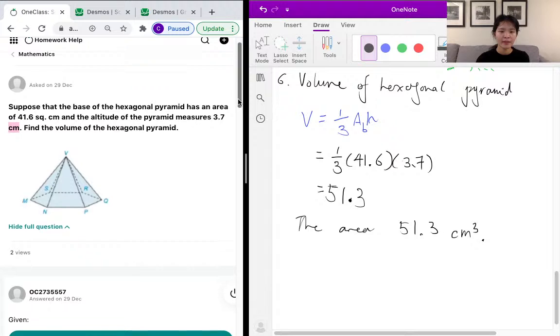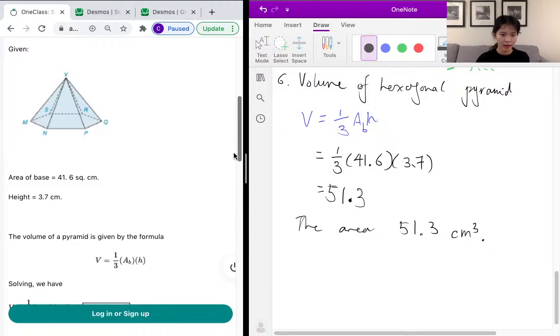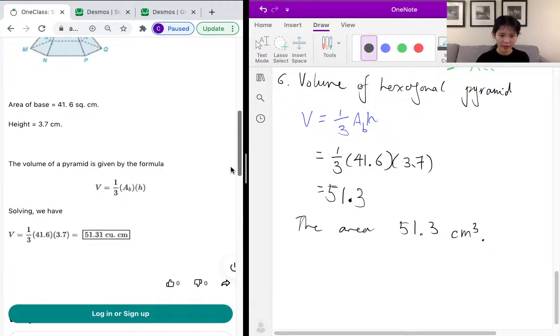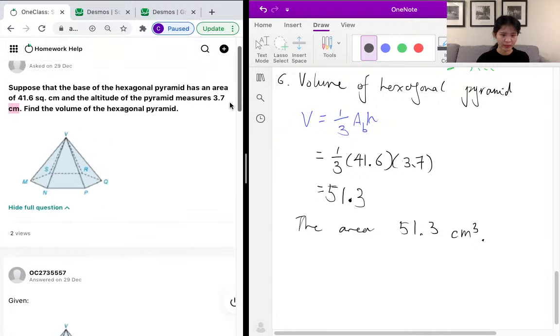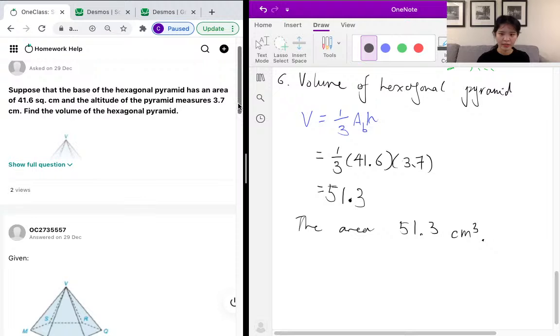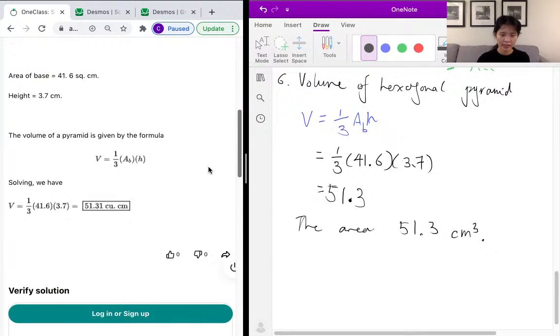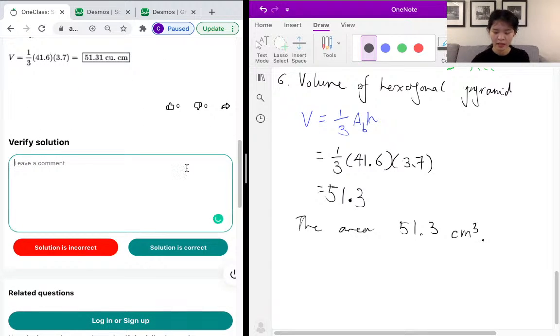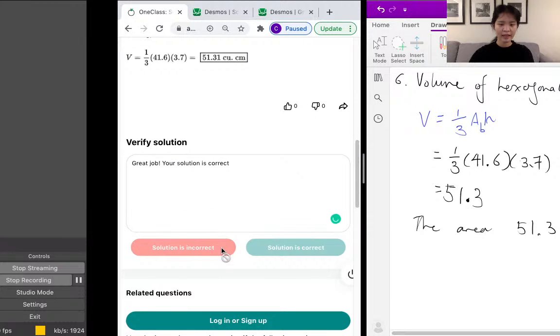All right. So let's look at our sample solution. They use the same formula, and they arrive at the answer 51 cubic centimeters, which is perfect. And this is all we're going to do for this question, of finding the volume of a hexagonal pyramid with given base area and height. Let's just say, great job, your solution is correct. And let's move on to our next problem.